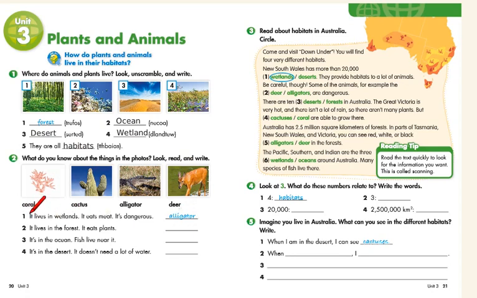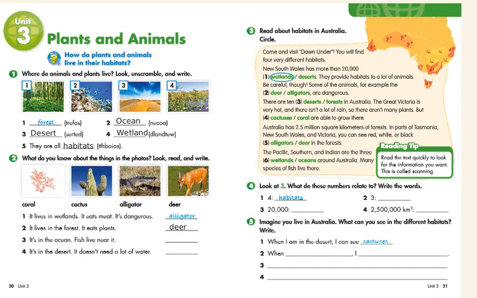Let's read number 1. It lives in the wetlands. It eats meat. It's dangerous. Obviously, it is an alligator. Let's read number 2. It lives in the forest. It eats plants. What do you think from this that lives in the forest? Yes, a deer. So we're going to write the word deer right here.